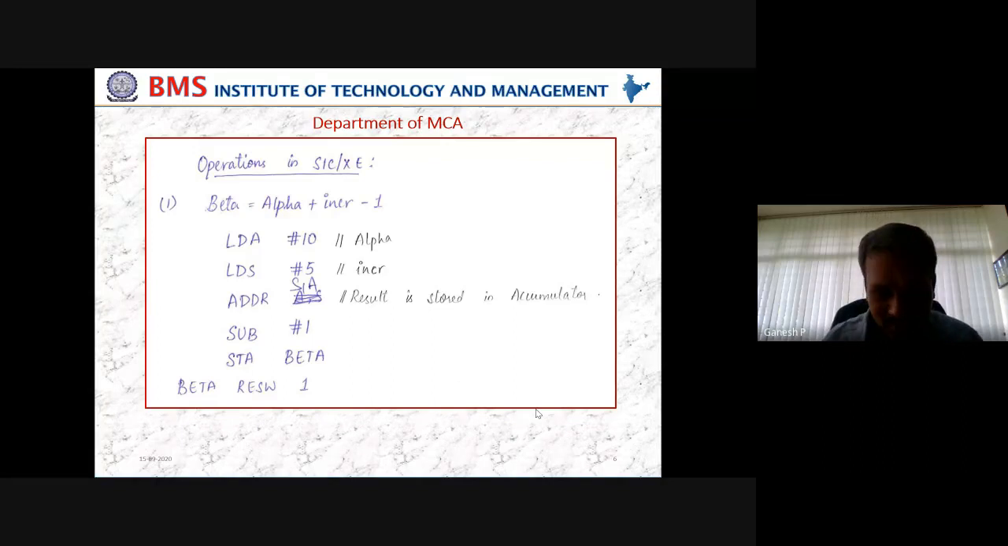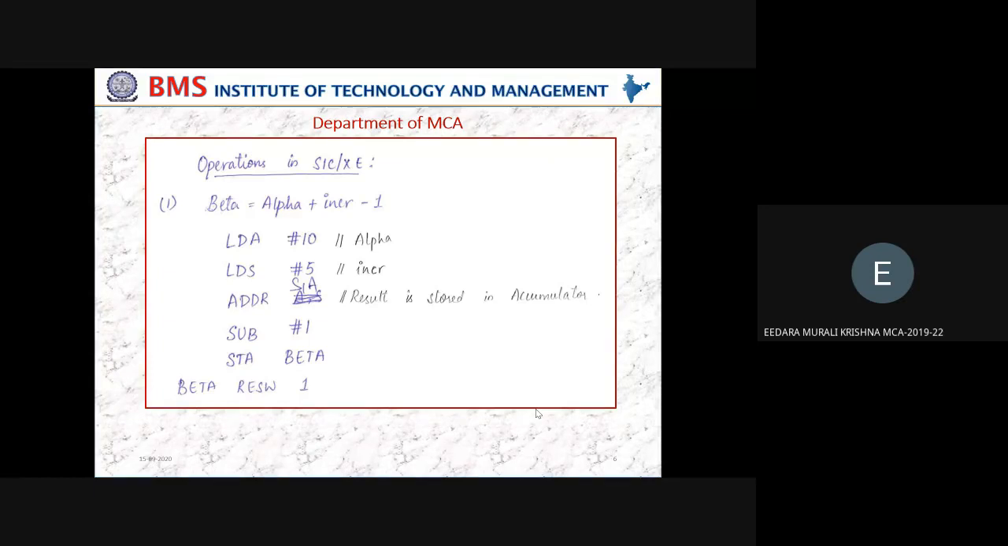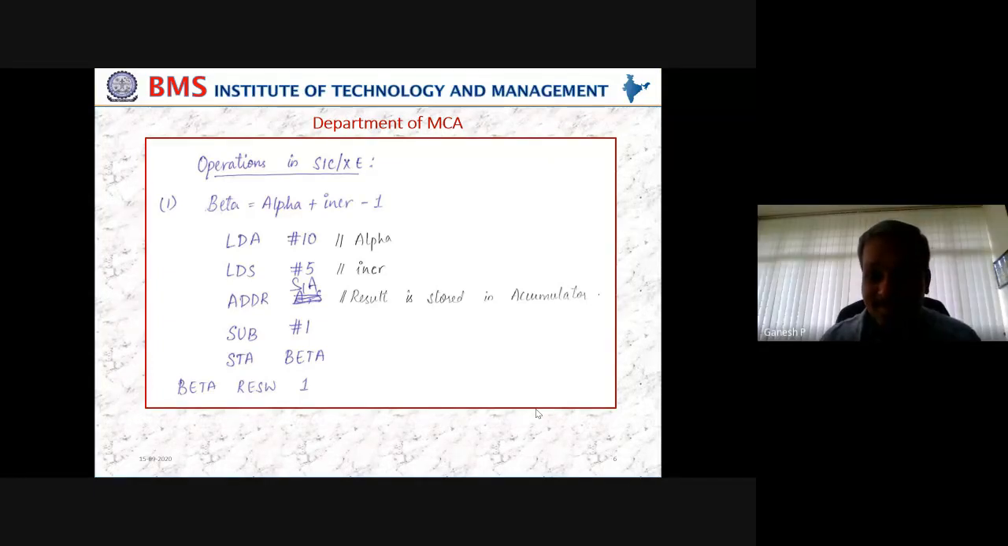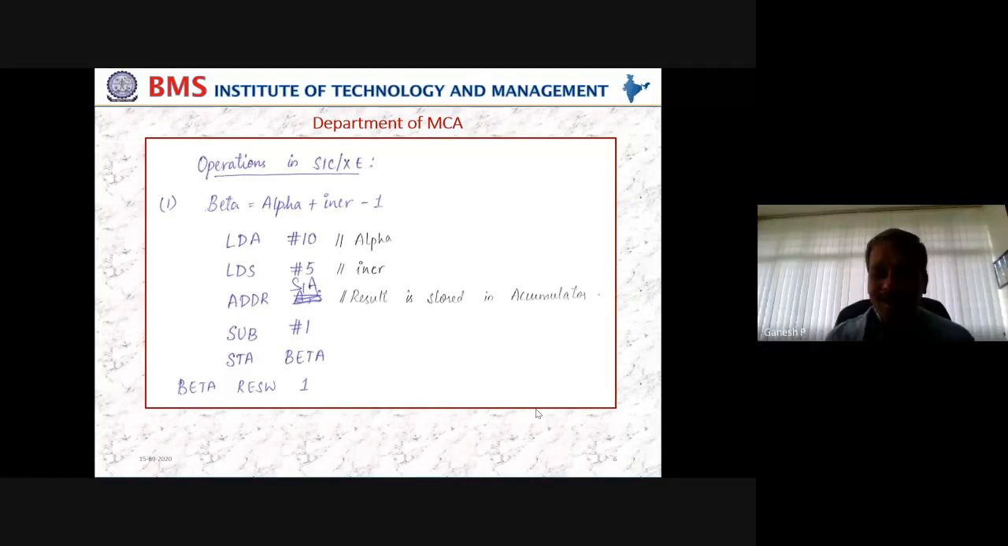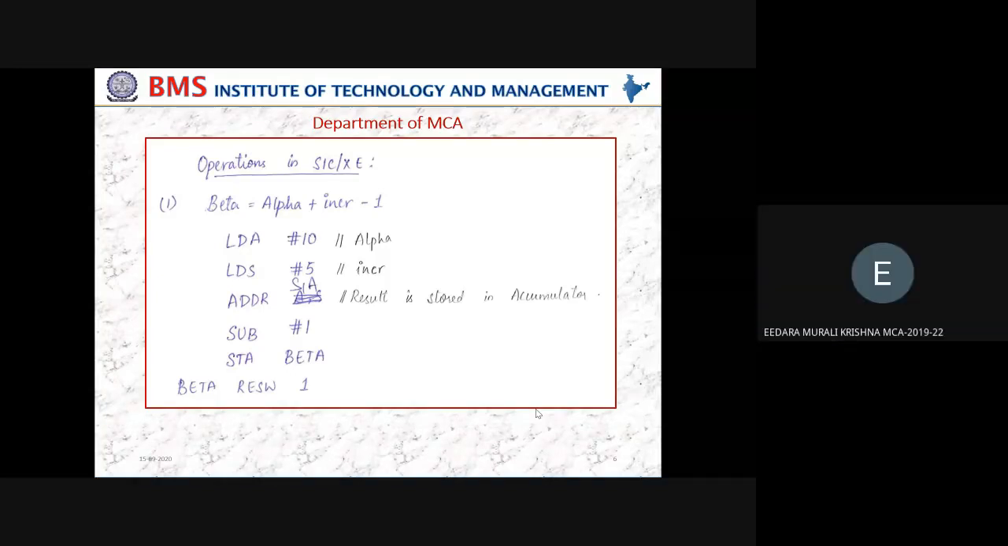I have written, if you observe here, A comma S. I have replaced that later with S comma A. Is there any challenge? It will store the value in S, sir. Pardon? It will store that value in S if we exchange that. See, what we have to see here is, instead of storing in the accumulator.